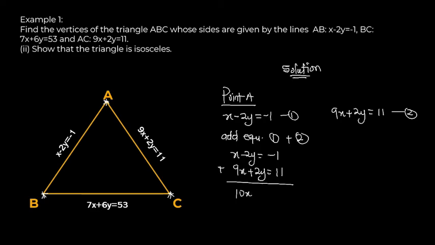-2y plus 2y will give me 0. This is equal to -1 plus 11, which will give me 10. Now I have 10x is equal to 10. If I divide both sides by 10, x will give me a value of 1.